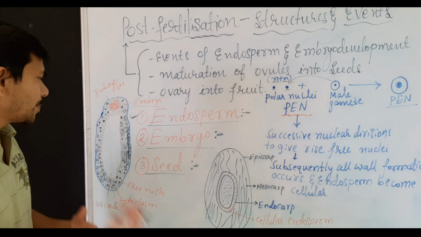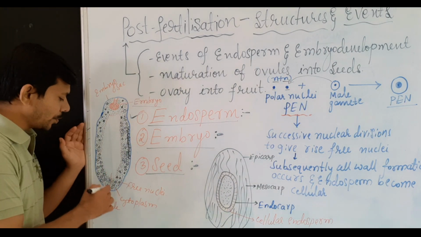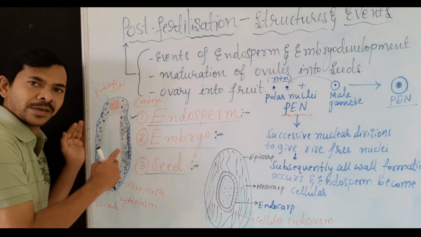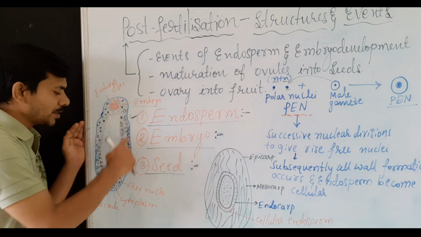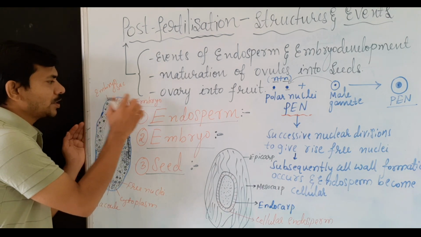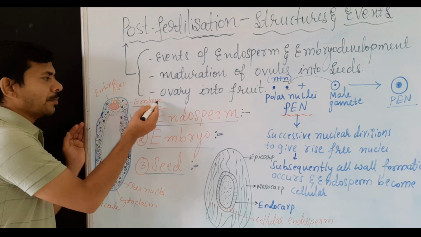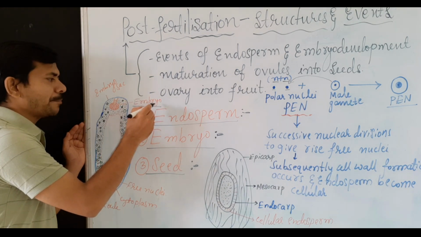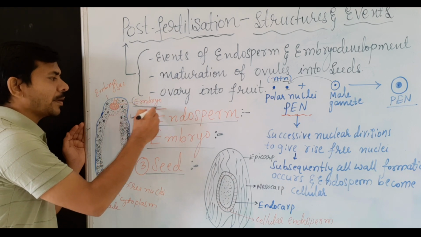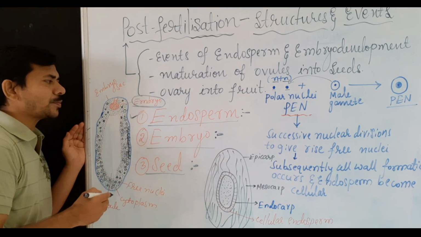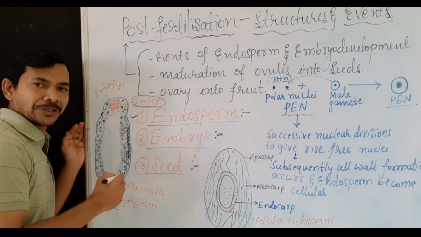And how does that endosperm become cellular? Just look at this diagram, you can understand completely. This is the structure of the endosperm, and this is the embryo. For the embryo to develop, it needs some nourishment. Then who is providing the nourishment? That endosperm is providing the nourishment.